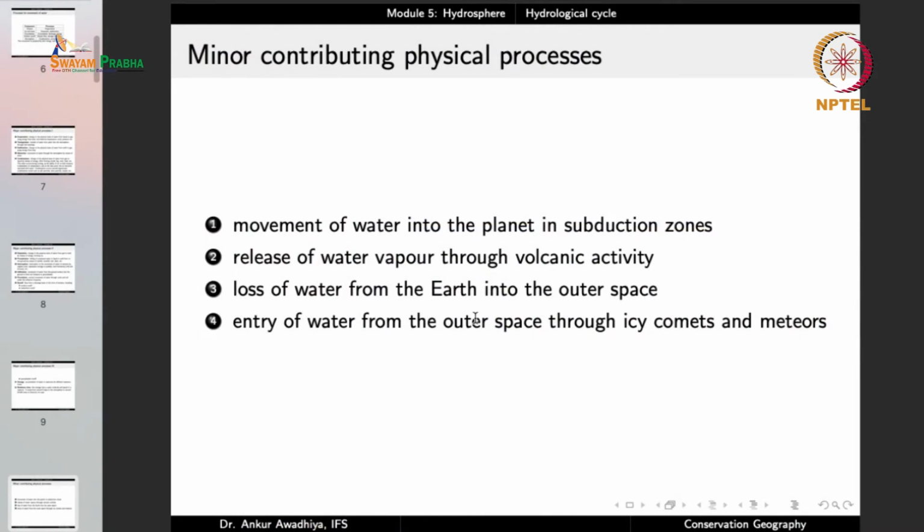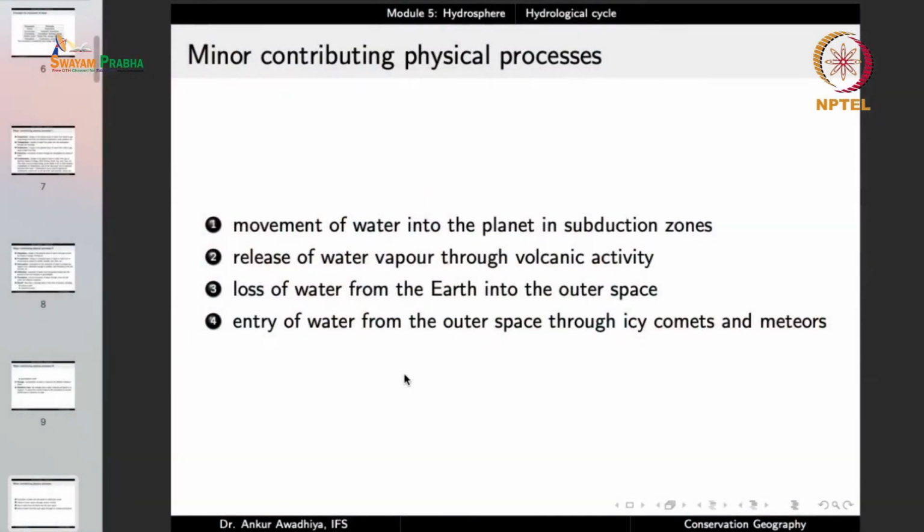Then we have loss of water from the earth into the outer space. So when water is moving up in the atmosphere, a part of it can also get lost into the space. Or some water may enter into the atmosphere through things like icy comets and meteors. So these processes also happen, but by and large, when we talk about the hydrological cycle, these are very minor processes. So very small amount of water is moving through these mechanisms. But it is important to note that these mechanisms also do exist.